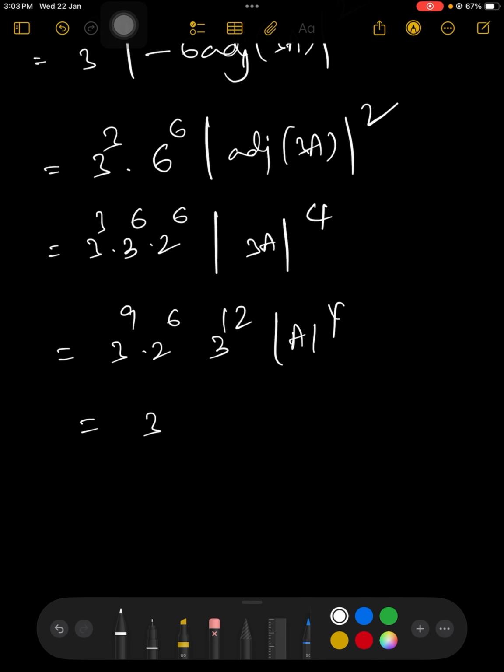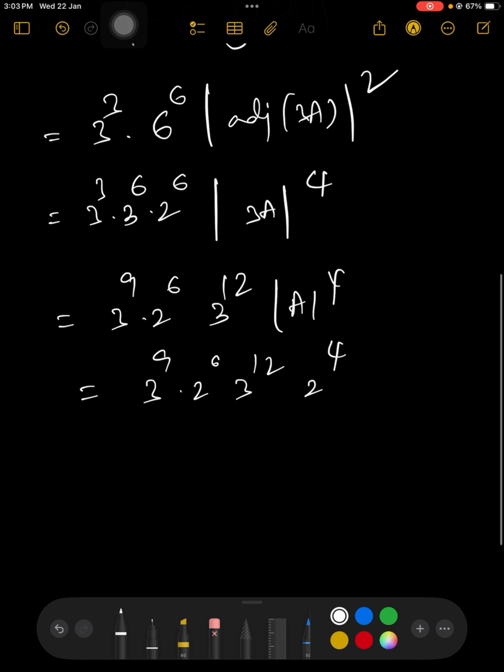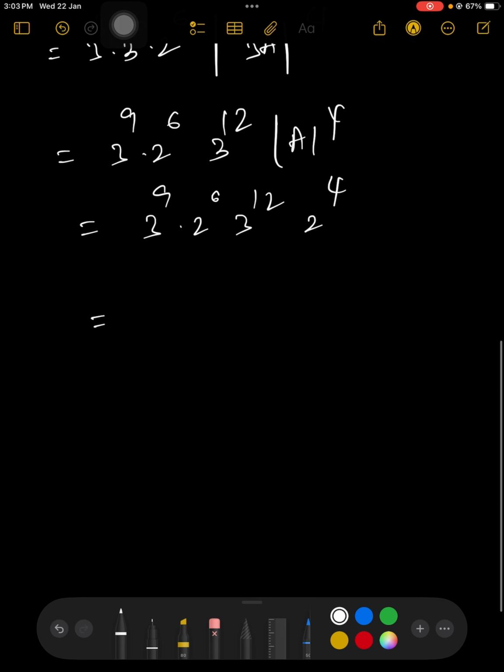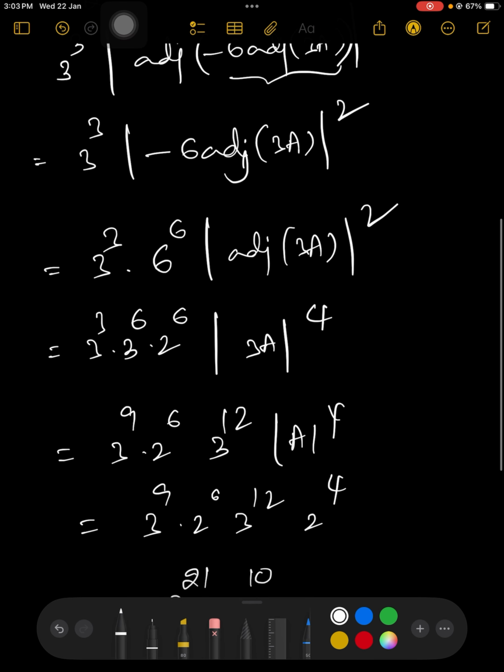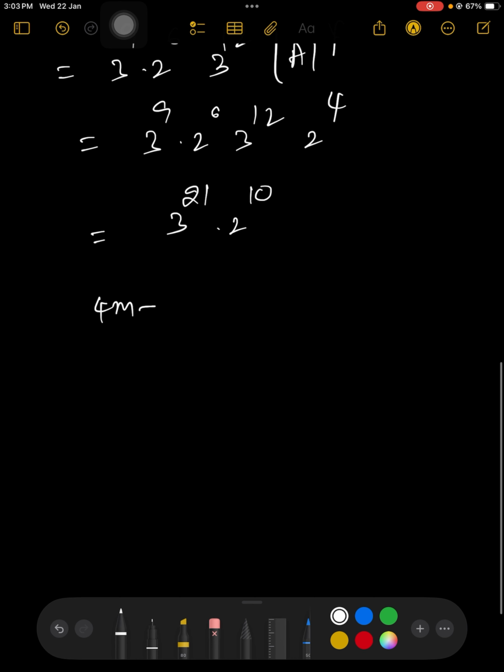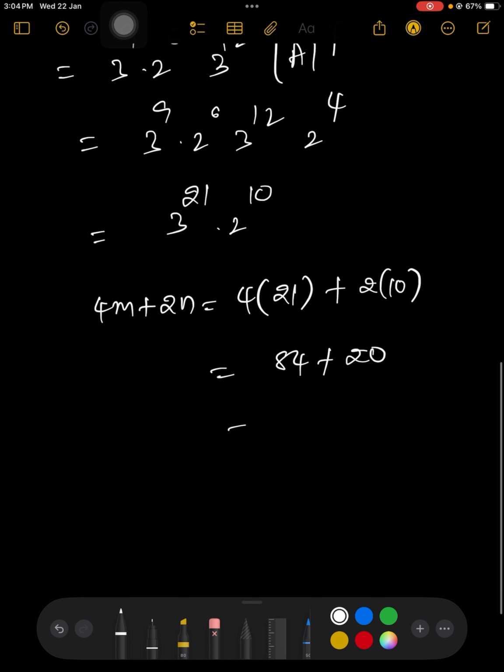So that it is 3 power 9, 2 power 6, 3 power 12 and 2 power 4. Anyway, det A is negative, but whole power an even number is there. So it is very clear that 3 power 21 and 2 power 10. Now we need to find the value of 4m plus 2n, right? 4m plus 2n, that is 4 times 21 plus 2 times 10. So that is 84 plus 20, that is 104.